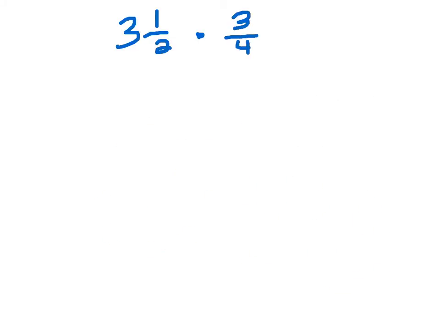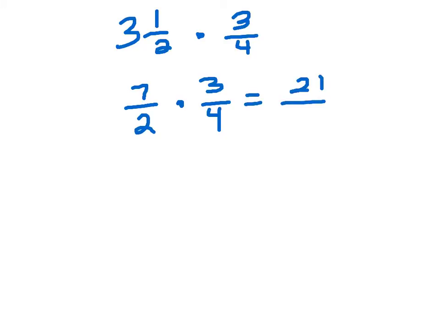Now let's look at an example where we have a mixed number. Now we can tackle this in one of two ways. The first way is to make our mixed number an improper fraction. So 3 times 2 is 6, plus 1 is 7. So our improper fraction would be 7 over 2 times 3/4. And then you can multiply this like you would a regular fraction. 7 times 3 is 21. 2 times 4 is 8.